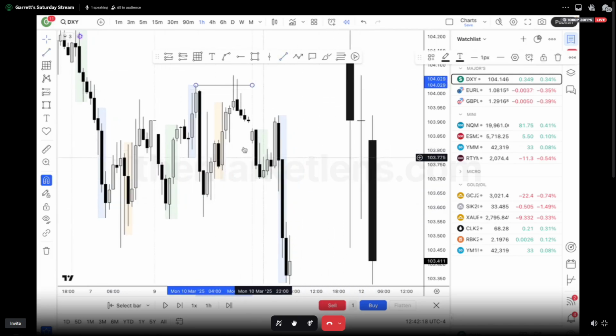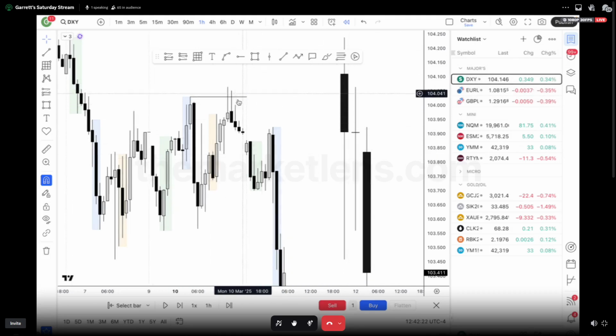So look at DXY. This is why we do intermarket analysis, right? We look at multiple currencies, right? Choose the previous day, right? Kind of reverses, and then we expand away.